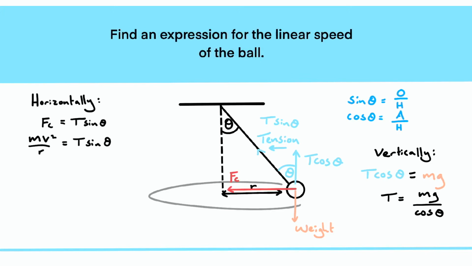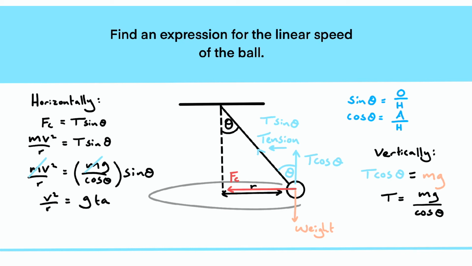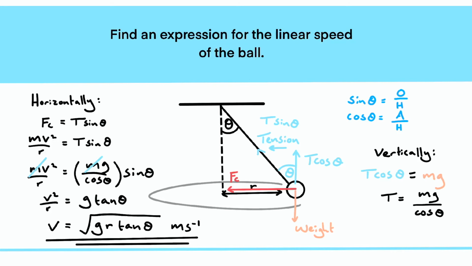Find an expression for the linear speed of the ball. So, looking at the horizontal forces, we can say that the centripetal force equals T sine theta, as we found out before. So this means that mv squared over r equals T sine theta. Now we can sub in the expression that we found for the tension and cancel the mass on either side. This gives us v squared over r equals g tan theta, as sine theta over cos theta equals tan theta. Rearranging, this gives us an expression for the linear speed as root gr tan theta meters per second.